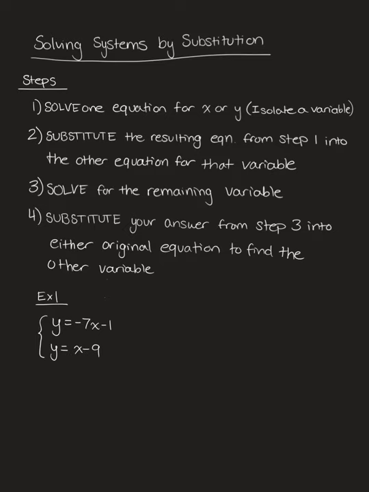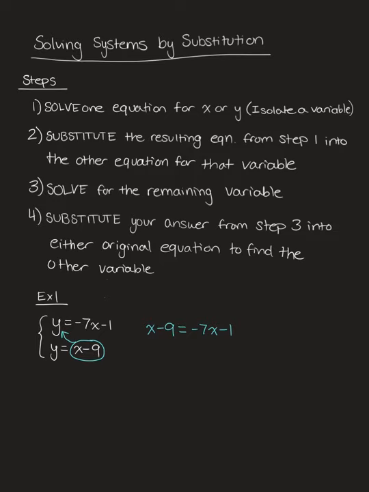So y equals negative 7x minus 1 and y equals x minus 9. So the first step is to solve one equation for x or y. Well, both of these are actually solved for y because y is by itself. So first step is already done for us. Now you're going to substitute one of these equations into the other one for y. So for example, we can take x minus 9 here and we can plug it in to the other equation for y. So we get x minus 9 is equal to negative 7x minus 1.